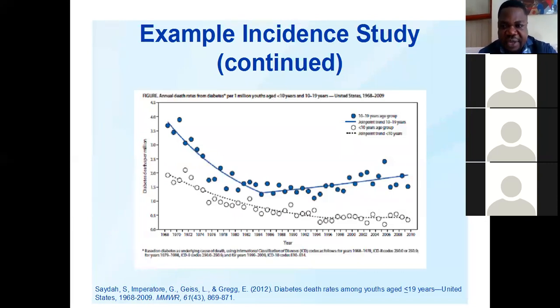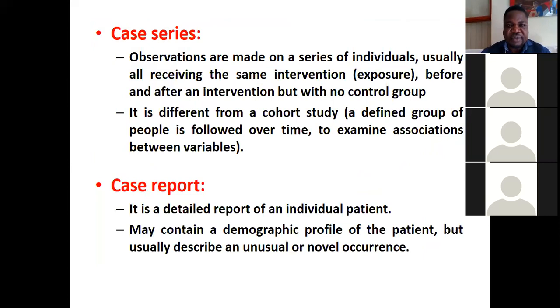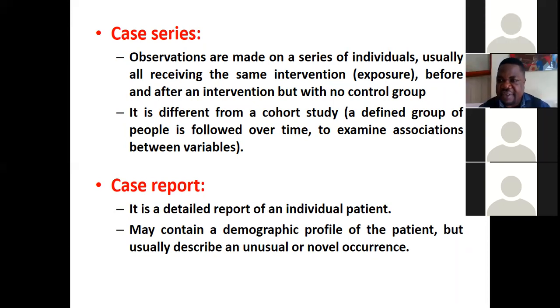So here, for example, in this population, you can see the incidence of people dying from diabetes over the years. So you can see the new rate. It gives you a good trend every single year within a specific population. So that's the incidence. So remember, we are discussing descriptive studies. We say that we have five types of descriptive studies.